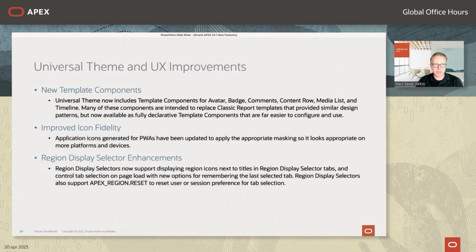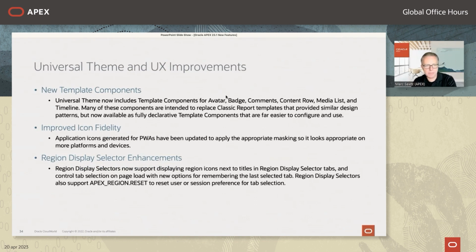All right, we already touched on the new template components, and the theme now ships with template components directly as part of the theme. There are template components for avatars, badges, comments, content row, media lists, and timeline. Many of these were already available in some form as part of classic report templates. The difference now is that these new template components are a lot more declarative and much easier to use. You just pick your data source and then map your columns to the attributes in your template components.